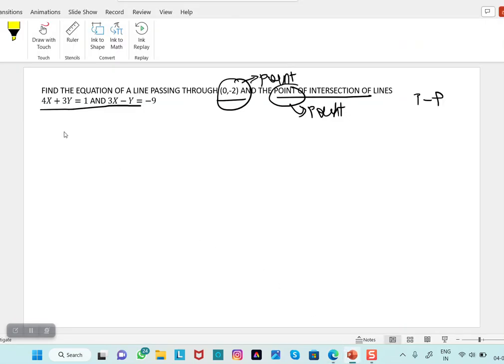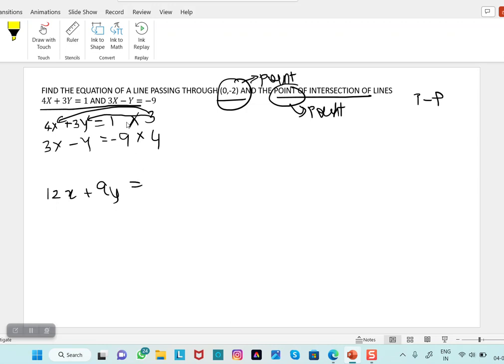So now we just have to solve the given two equations, 4x plus 3y equals 1 and 3x minus y equals -9, by elimination method. To solve this by elimination method, we take the bottom number, multiply on top, and we take this number in front of x, multiply below. So when 3 gets multiplied everywhere, we get 12x, then 3 also gets multiplied to this y, we get plus 9y, then 3 also gets multiplied here, we get it as 3.